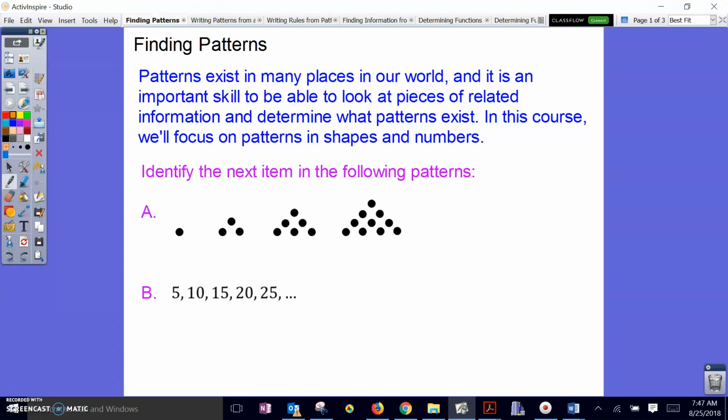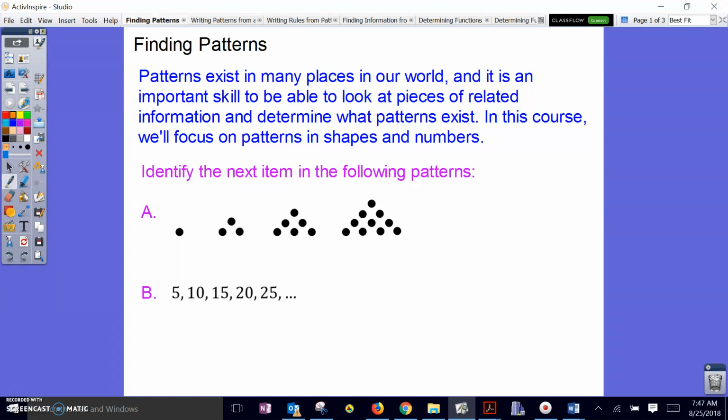So the main comment here at the start says patterns exist in many places in our world, and it's an important skill to be able to look at pieces of related information and determine what patterns exist. That holds true for much of life, looking for patterns in the weather or in people's behavior. The idea of analyzing patterns is a skill that's going to be very important for you as you move past this current state where you're in.